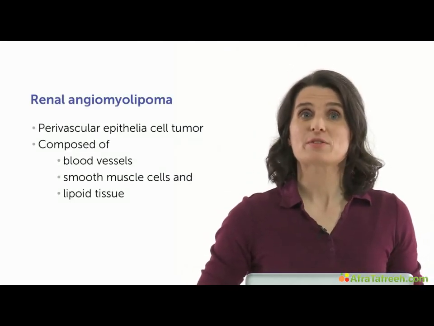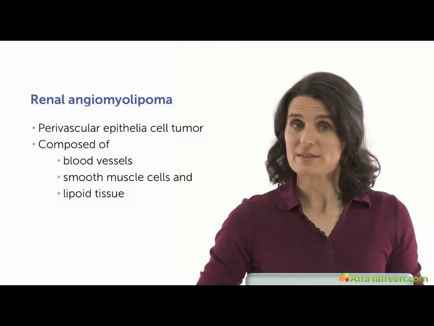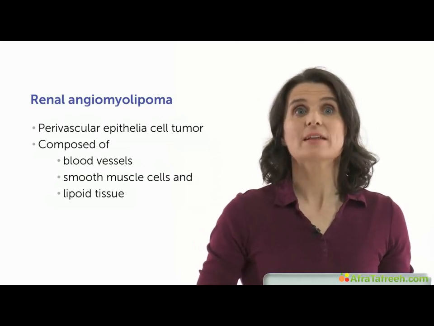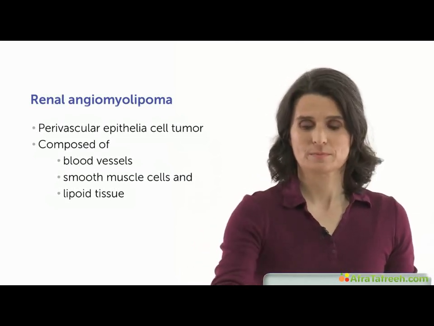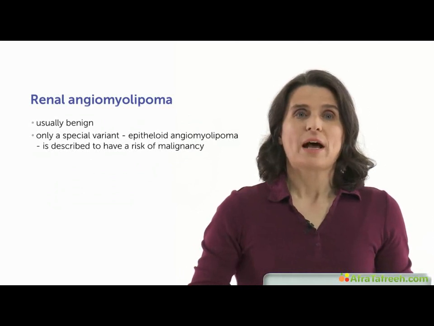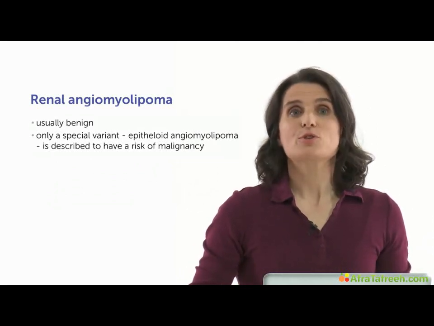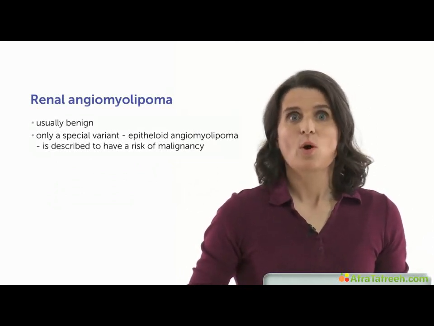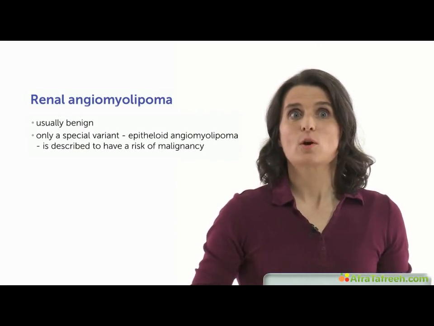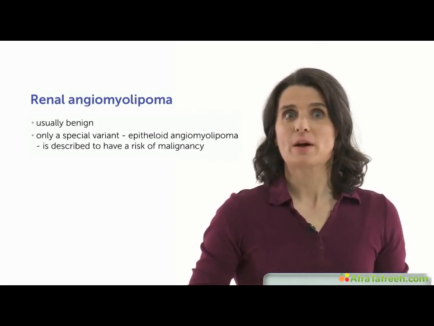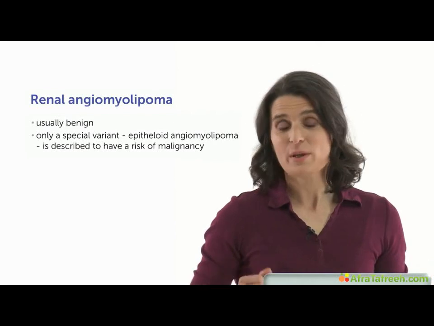We start with a usually benign tumor, the renal angiomyolipoma. The renal angiomyolipoma is a perivascular tumor and consists of blood vessels, smooth muscle cells, and lipoid tissue. The renal angiomyolipoma, as already said, is usually a benign tumor. Only a special variant of it, called the epithelioid angiomyolipoma, has a described risk of malignancy.